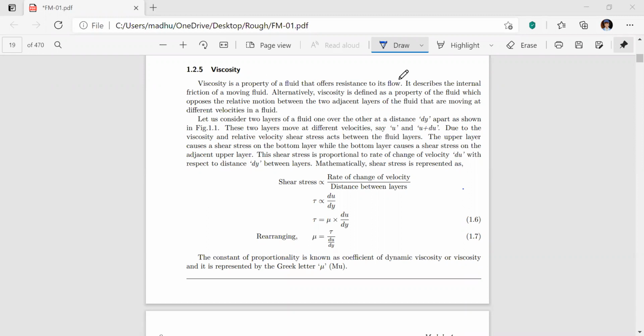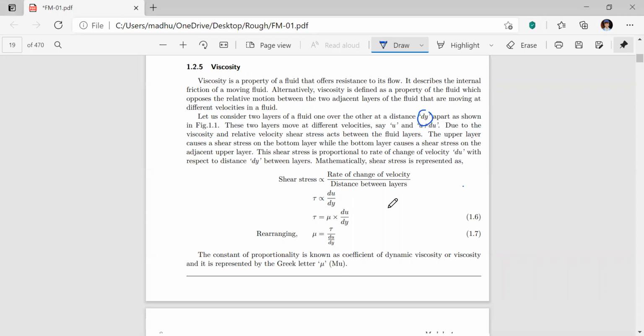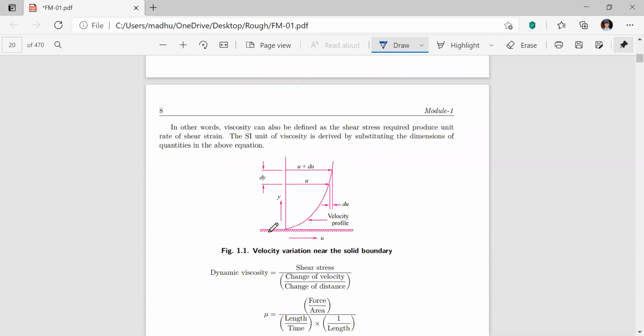So now for that derivation I will consider one small experiment. Here one fluid is flowing upon a surface. So this fluid flows over the other layer of the same liquid at a distance dy apart, let us say. So this figure is here. Now this is the surface. On this is the fluid which is flowing.